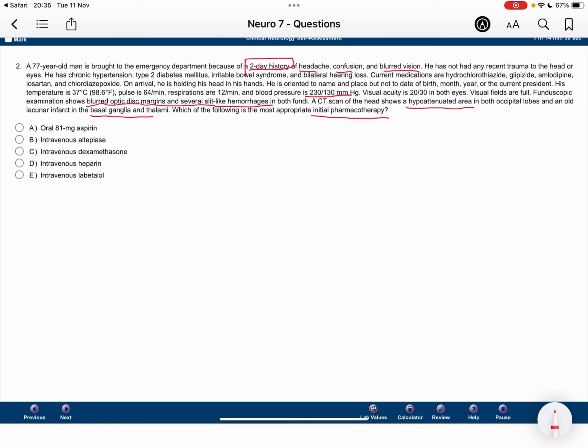He's talking about a 77-year-old guy who is presenting with headache, confusion and blurring of vision with a raised blood pressure of 230 by 130. What do you think of? This patient has basically got a hypertensive episode. If the patient has got an end organ damage, it is basically hypertensive emergency.